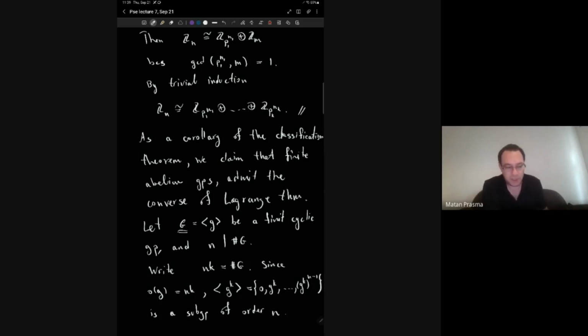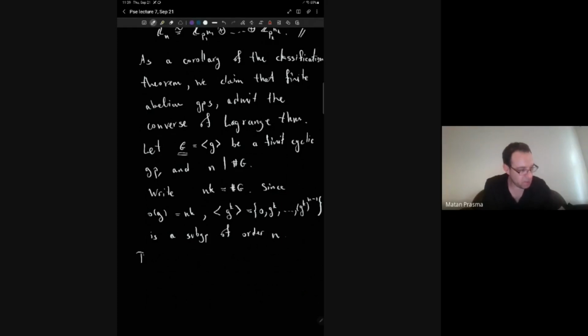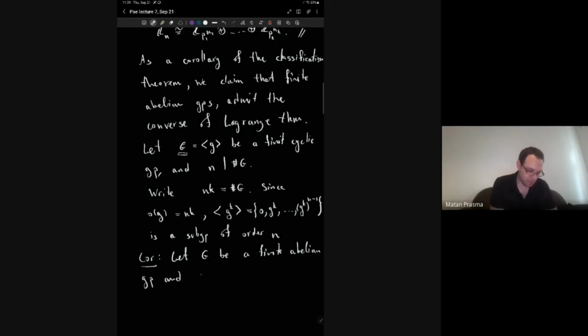But then we can use the classification theorem. Yes, corollary, the better name. Let G be a finite abelian group, and n divides the order of G. Then there exists a subgroup H of G whose order is exactly n.